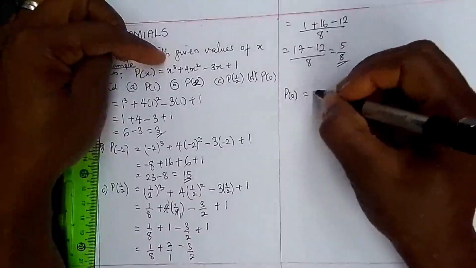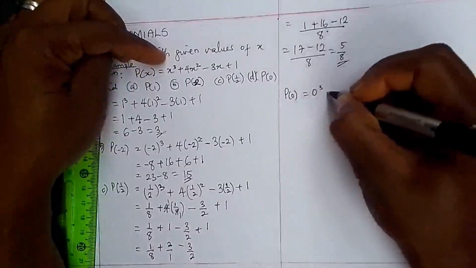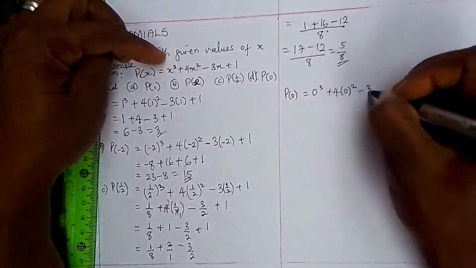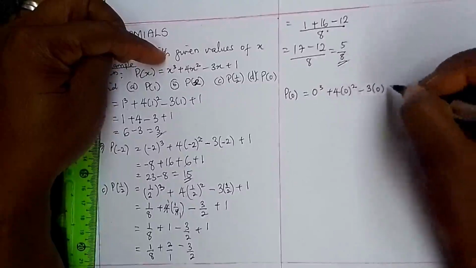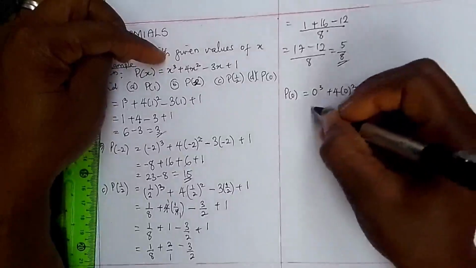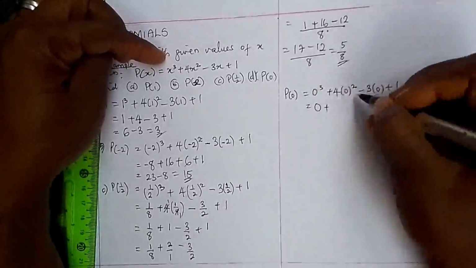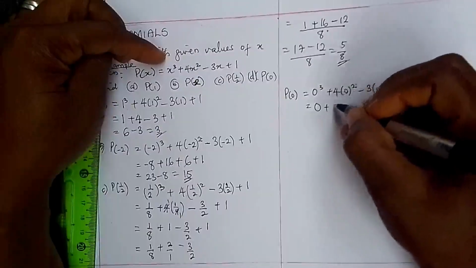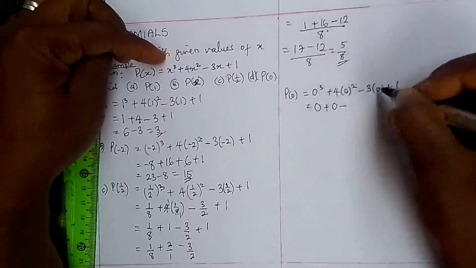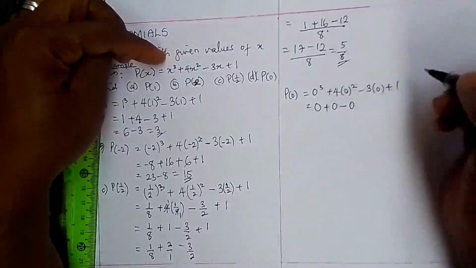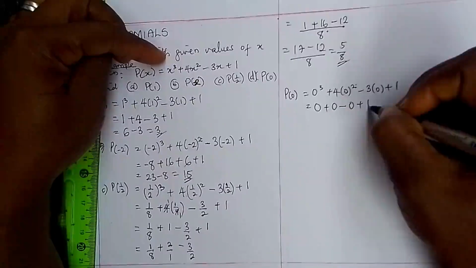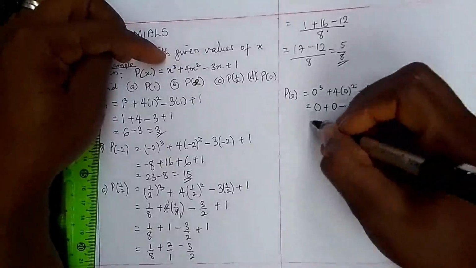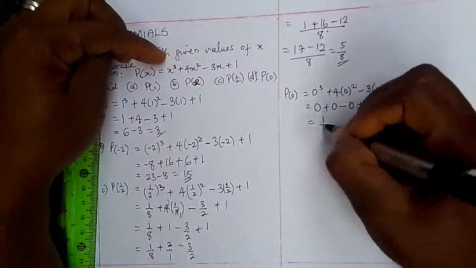So we have 0 to the power of 3 plus 4, 0 to the power of 2 minus 3, 0 to the no power plus 1. So we have 0 plus 0 squared is still 0. 0 times 4 is 0. Minus 3 times 0 is 0 plus 1. So 0 plus 0 minus 0 is 0 plus 1. The answer is equal to 1.